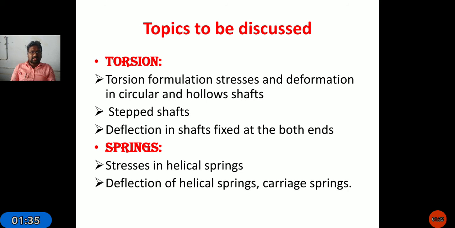Next, the second section, that is springs. In the springs topic we will discuss the different types of springs, what stiffness is, and what the deflections, costs and types of loads are. All these topics we will discuss in this unit.